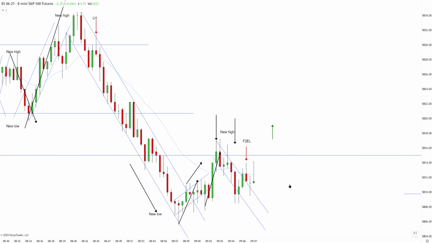I was looking for a second entry short. This failed second entry long ended up stopping you by one tick. Not that big of a deal. It looks like this was a little bit of a fake out trap, but now I'm going to mark this as a second entry short because we have a new low, first entry short, second entry short.